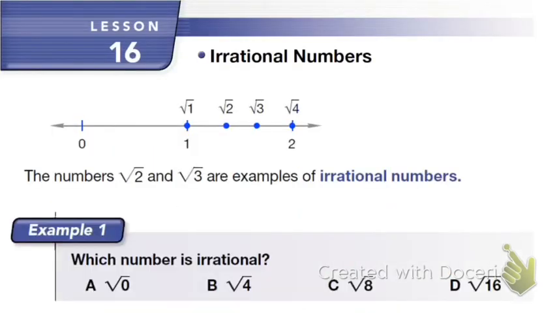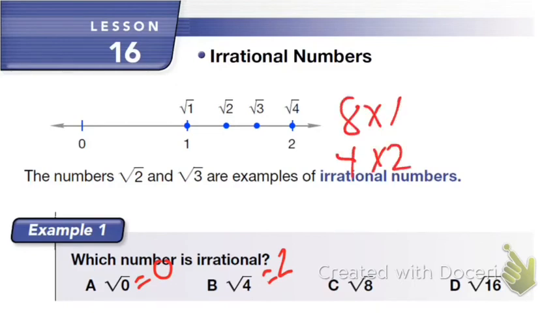Okay, example 1 says which number is irrational? So the square root of 0, so what number times itself equals 0? And that is just 0, so we know that's rational. Letter B, the square root of 4, what number times itself equals 4? We know that is 2, since 2 times 2 equals 4. Okay, letter C, what number times itself equals 8? So we know that the only numbers we can multiply to get 8 are 8 times 1 and 4 times 2. There's no number times itself that equals 8. So that means that C is an irrational number.